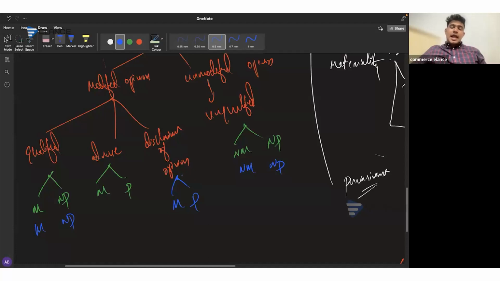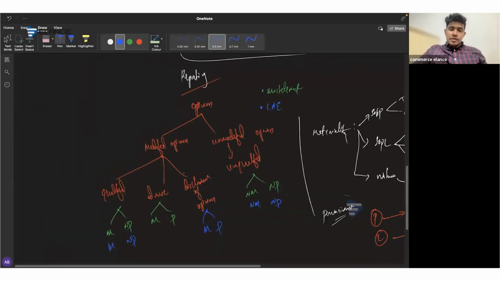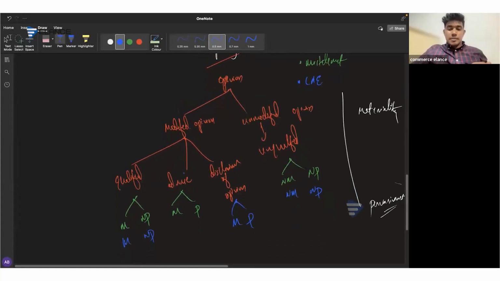Say there's a lack of audit evidence which is not material and not pervasive. What will be the opinion? There's a lack of audit evidence which is not material and not pervasive. Everyone said it? Unmodified opinion. It's unqualified and unmodified opinion. There's a lack of audit evidence which is material and pervasive. Disclaimer of opinion. There's a lack of audit evidence which is material, not pervasive. Qualified. Material, not pervasive, qualified.